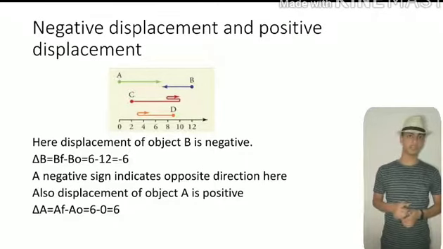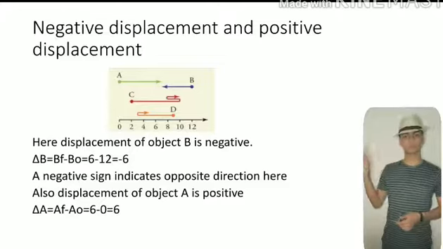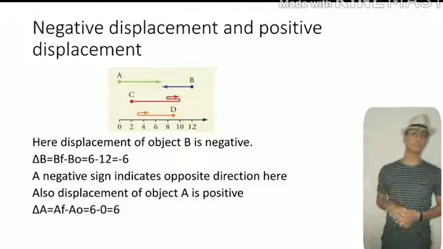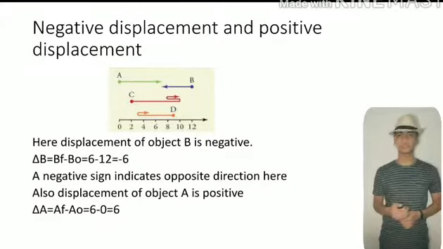Whereas a positive displacement, if we consider the point A moves from 0 to the 6th point, that is considered C. So here the displacement is in the positive direction. So this would be called a positive displacement.